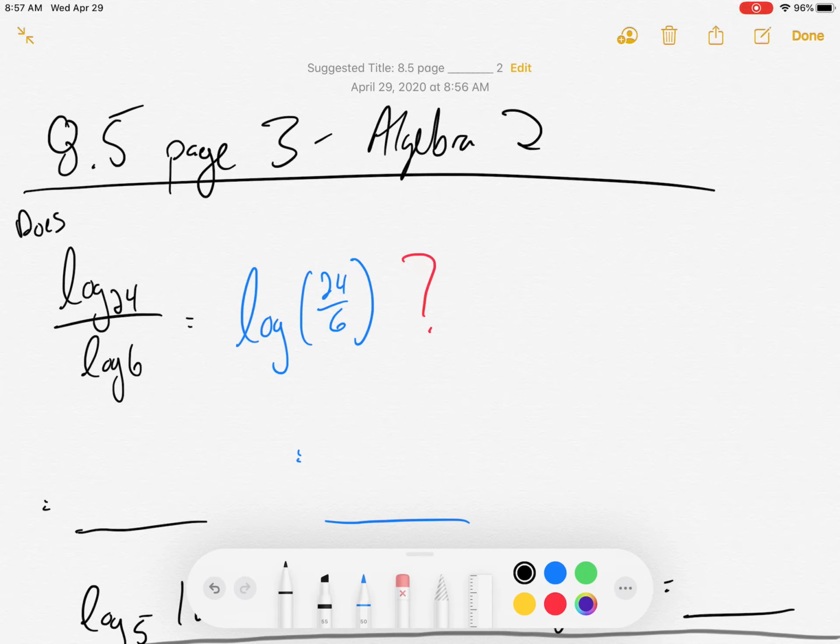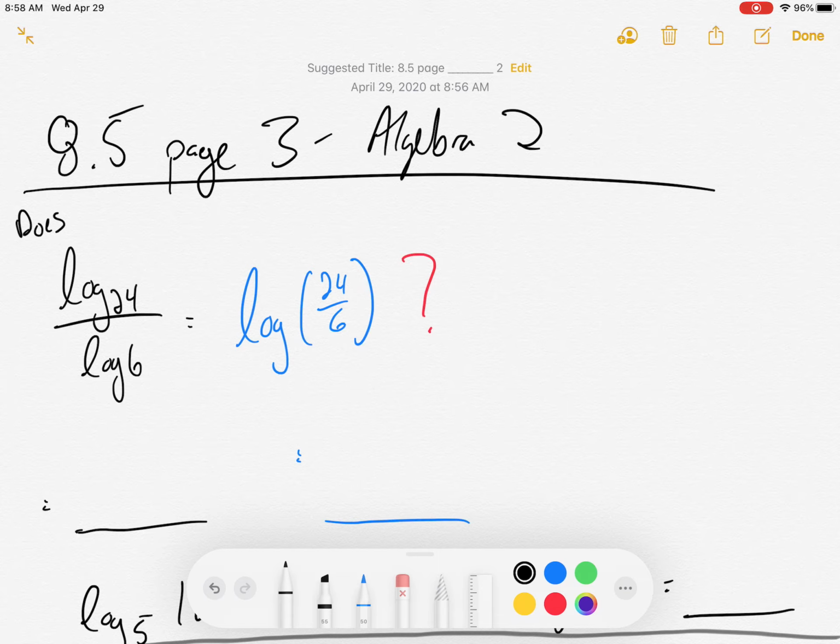Hey everyone, today we are doing page 3 of the 8.5 notes. If you haven't noticed, I'm not using the original note sheet. It got a little crowded with too many examples, so I figured it would be easier to write it out on a note like this.